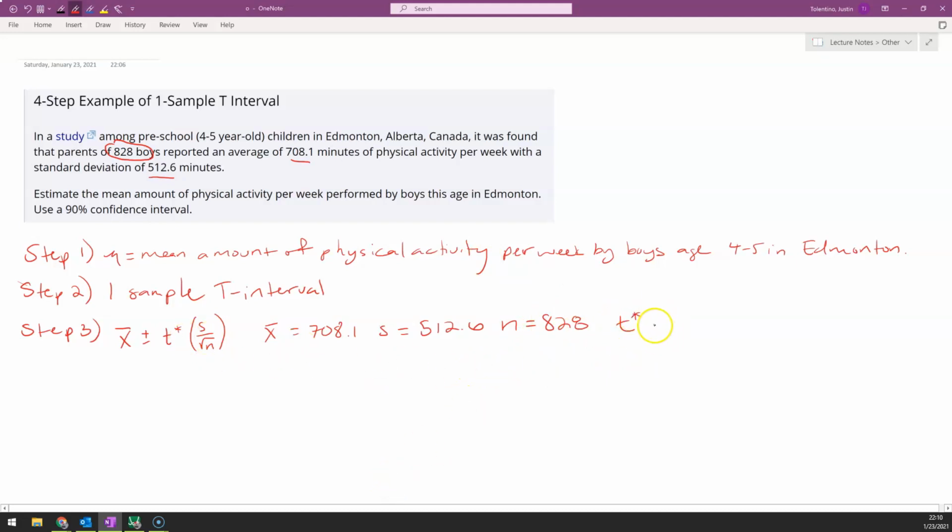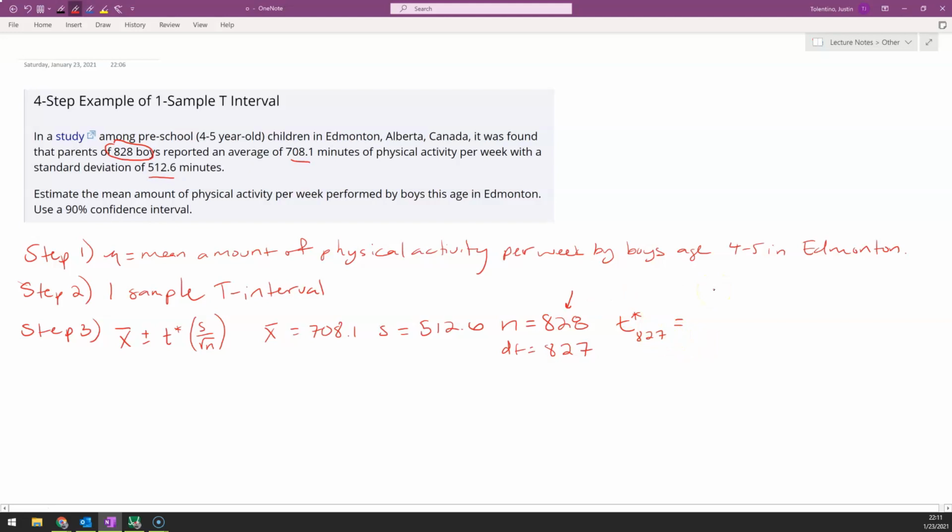So how can we figure out our t star? Well, we need our degrees of freedom. And remember, our degrees of freedom depends on our sample size. If we have 828, we just subtract one from that, and we get 827. So we're going to have 827 degrees of freedom. And now we can refer to our t calculator.